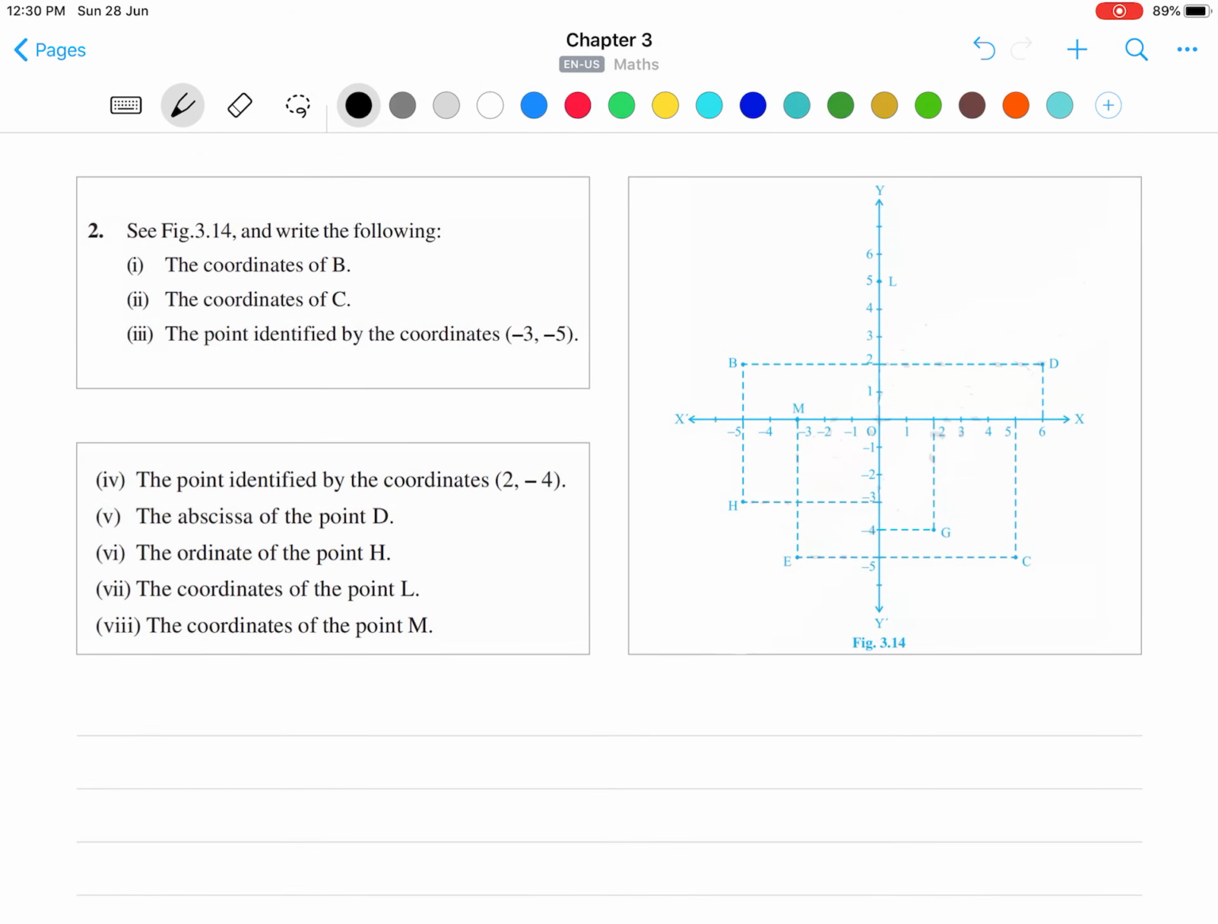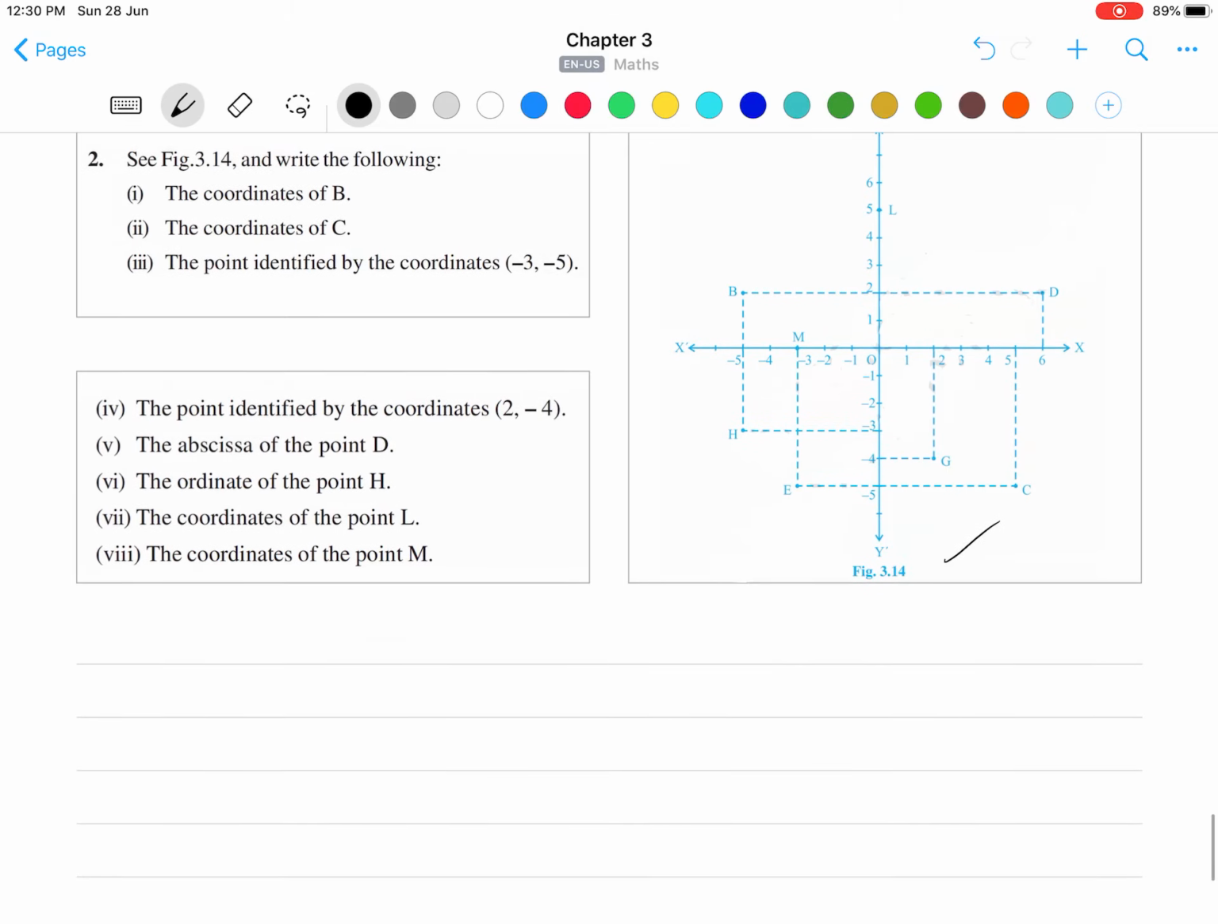This is question number 2. It says see figure 3.14. So we have this figure 3.14. You are asked to write the following. First is the coordinate of B. So let's start with writing its answer.